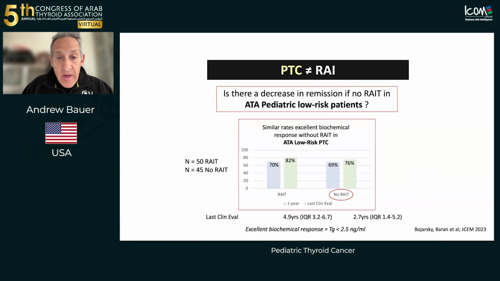This is an article from our practice showing that we had about 50 patients at the time of this publication that did receive radioactive iodine and 45 who did not, both ATA low risk, and there was no difference as far as outcome and excellent response at 1 year or at last clinical follow-up. And this article now is several years old, and this continues to be the trend that we see.